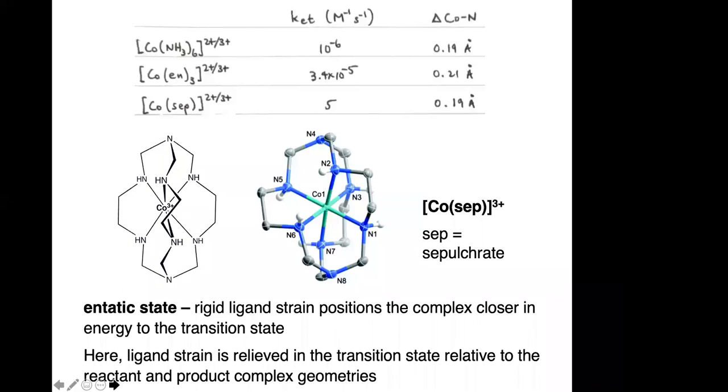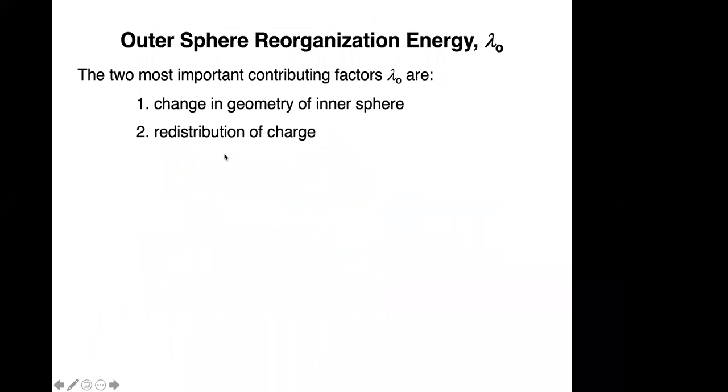Okay, so finally, in the last couple minutes, let's consider the outer sphere reorganization energy. There are two important contributing factors here. First of all, there's going to be a change in the geometry of the inner sphere, and that is going to require a response from the solvent. So the solvent, after you transfer the electron and those geometries change after relaxation, the solvent positioning will be different.